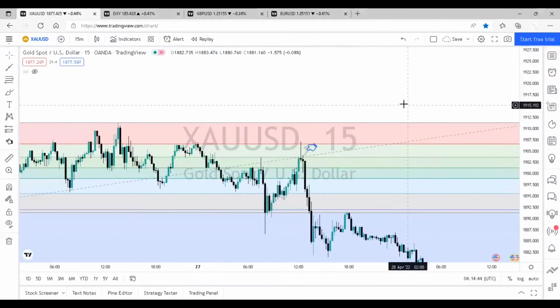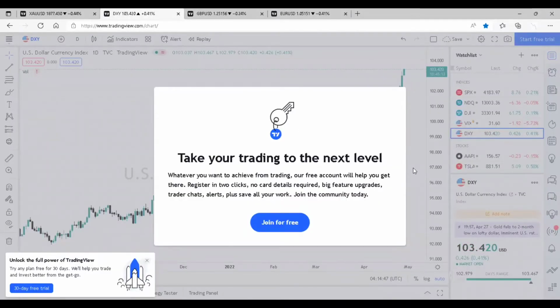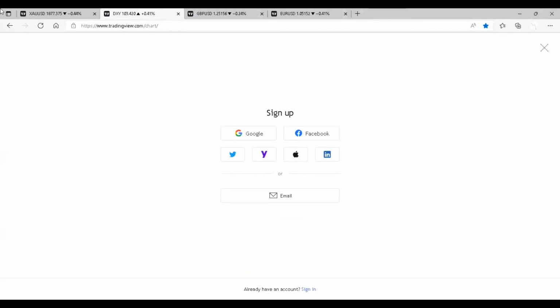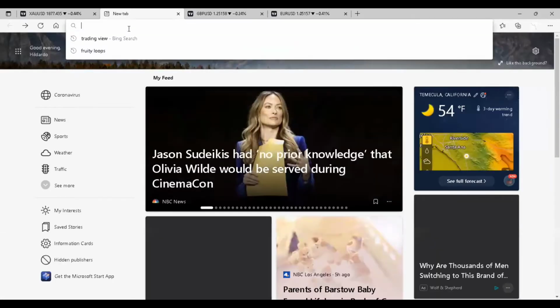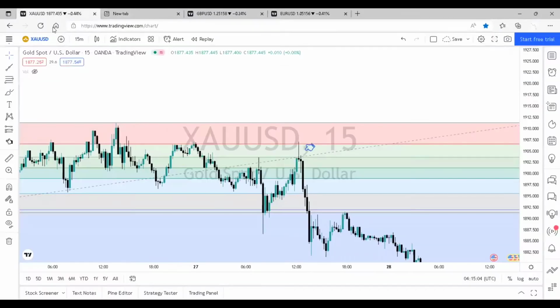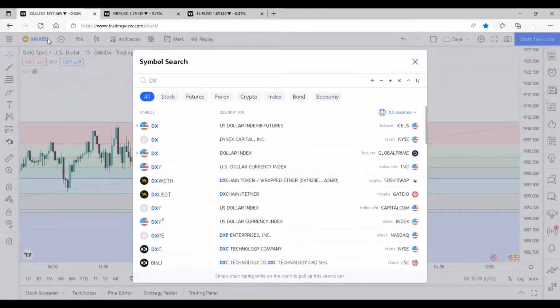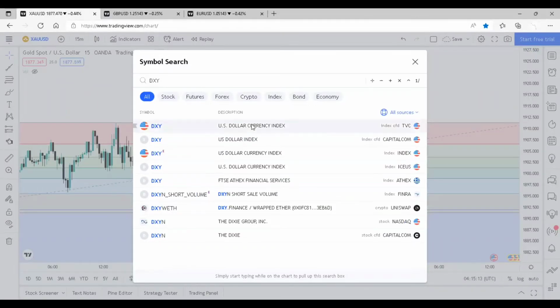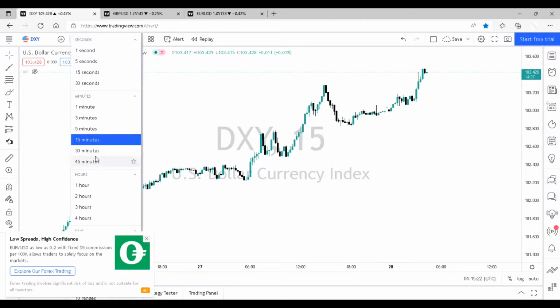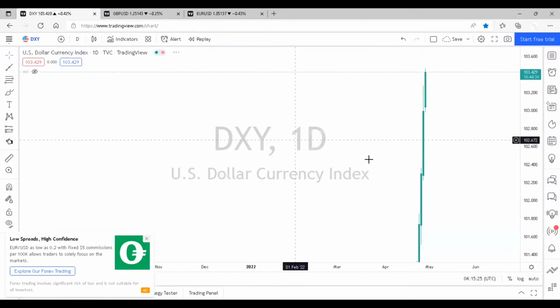So now that we have our bias, then we go into the DXY. Hold on. Okay, so I already have that. Let me just go DXY here. Dollar index. And we'll go here. Okay, so I'm gonna start with the dollar index the same way. It's gonna be the daily. Each bar signals one day, right?